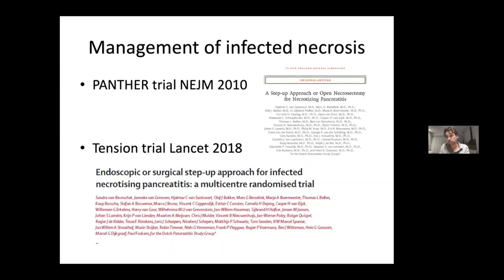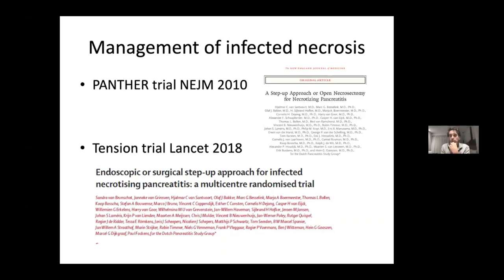So the best way now to see if it's infected is to look for the air, and if there's no air in it, you should stay away unless patients are really, really unwell and there's no way they're getting back to an ICU. You need to be very patient with patients with pancreatitis, because they will be very unwell even if the necrosis is not infected. But you have to be careful that you don't infect it, because we know that people who develop infected necrosis have a much higher chance of doing poorly than patients who just have a wall of necrotic collection.